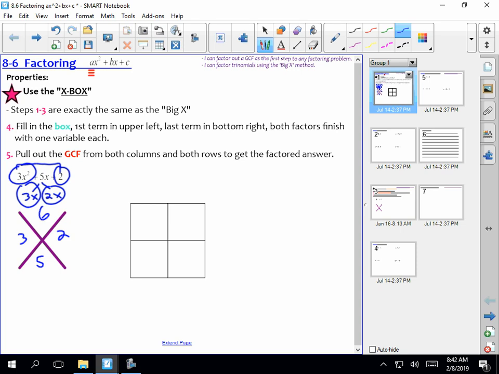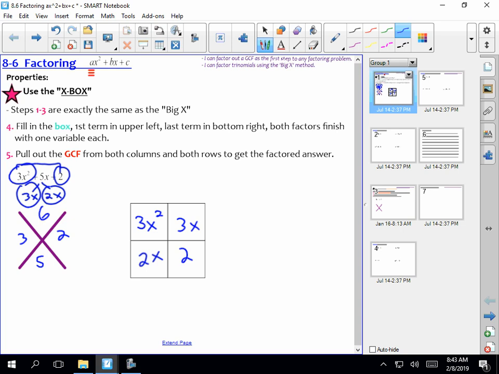And it says where to write them. It says put the first term in the upper left. The first term is 3x squared, so write that in the upper left hand side of the box. Then it says last term in the bottom right. So last term is the positive 2, goes in the bottom right. Both factors finish with 1 variable each. Here's what we mean by that. You're going to place the 3x here and the 2x here, and it doesn't matter if you switch these up. It makes no difference. Okay, the order of the middle terms doesn't matter.